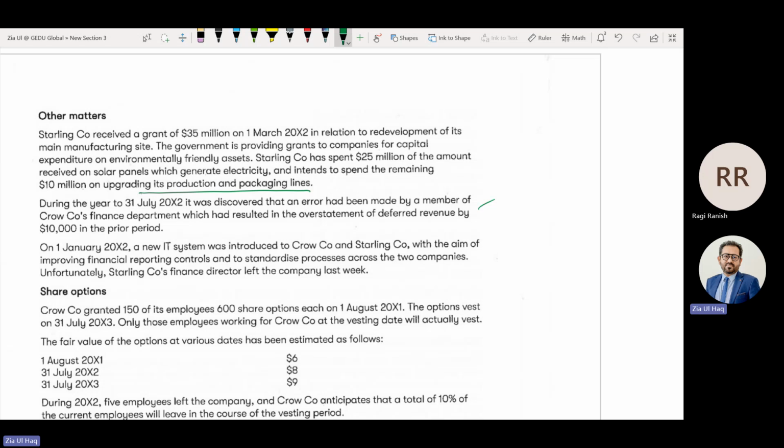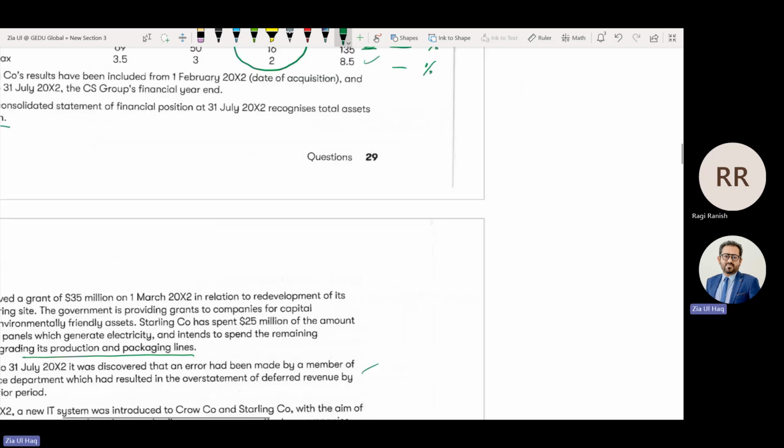Okay, so they have introduced a new IT system during the year with the aim of improving financial reporting controls and to standardize the process across the two companies. Unfortunately, Starling Company finance director left the company last week. Firstly, it is a newly installed IT system, always having early stage control weaknesses. And second, there is no finance director. In absence of a finance director, even policies and our system will not be monitored properly. So we put a heading, what? IT system.